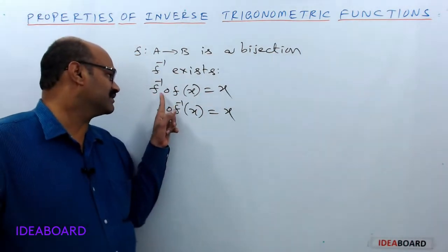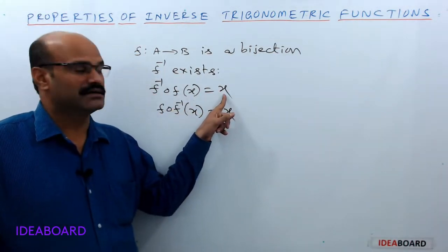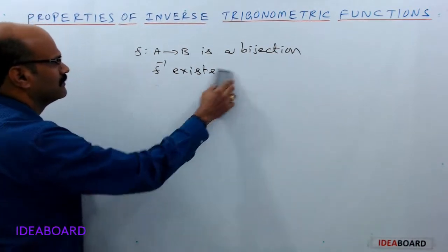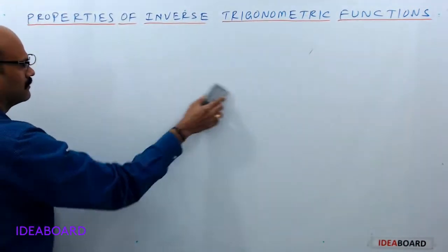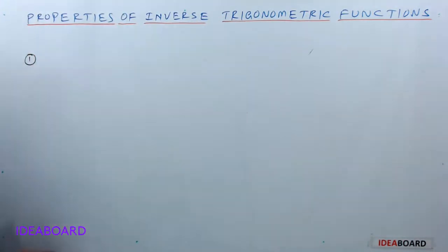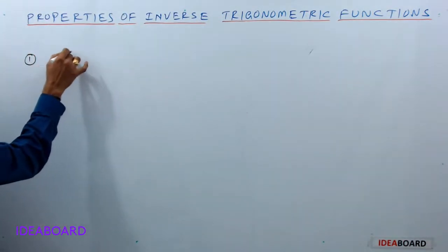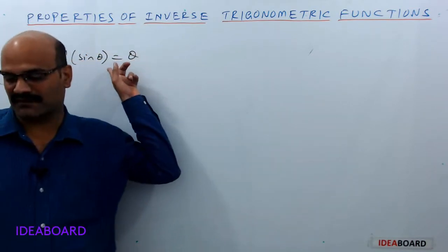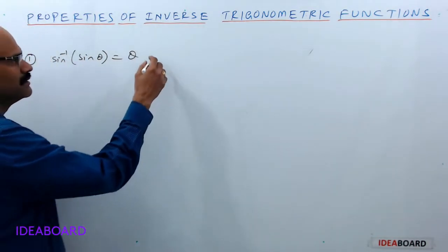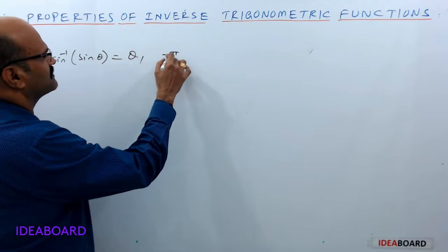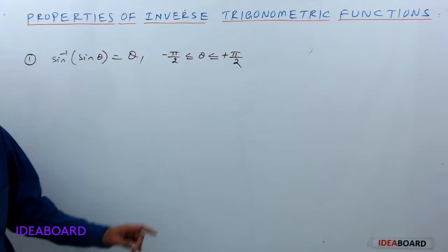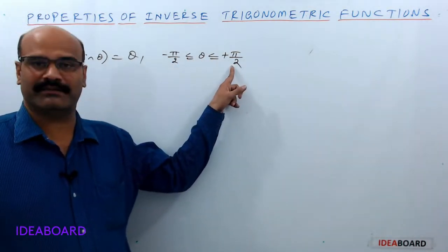When you have f inverse circle f of x equal to x, here in inverse trigonometric functions we can take property 1, that is sin inverse of sin theta equal to theta, where minus pi by 2 less than or equal to theta less than or equal to plus pi by 2. Theta belongs to minus pi by 2 to plus pi by 2.